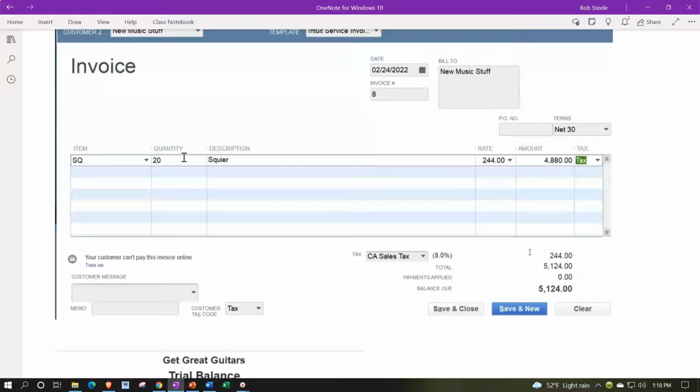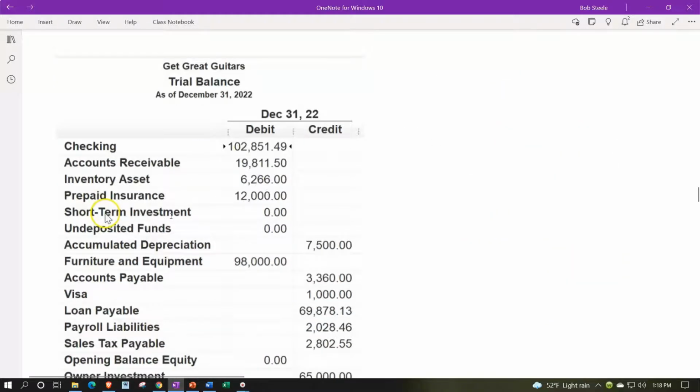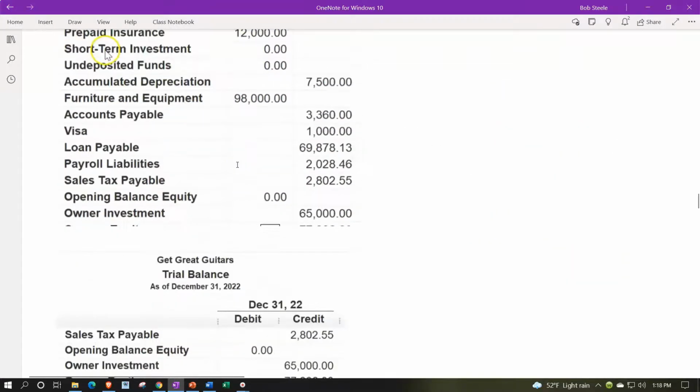There will also be an impact on accounts receivable for the customer of new music stuff for the subledger, and there will be an impact on the subledger reports for inventory by unit, 20 units as well impacted. So here we have it. We got the accounts receivable has gone up.